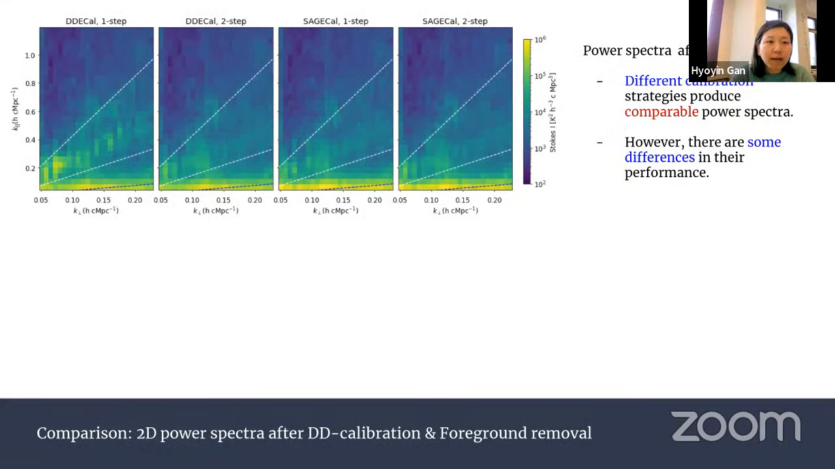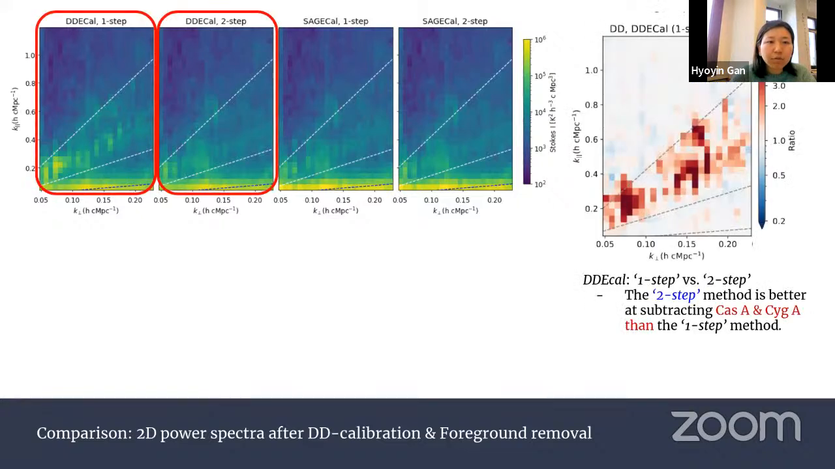So first of all, we look at the 2D power spectra after direction-dependent calibration with the 4 different cases that we have mentioned at the beginning. Overall, what's encouraging is that these different methods produce more or less comparable power spectra. However, there are some differences. So first of all, we would like to compare the performance between the one-step and two-step method with DD-Cal. And on the right side, we have the ratio between this one-step and two-step method with DD-Cal.